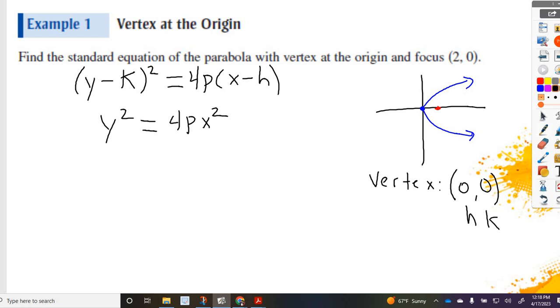No, it shouldn't be square. Sorry. It should be x. Thank you. So what does that mean that our p value is? 2, right? Because to go from 0, 0 to 2, 0, it's 2 units away. So we end up with y squared equals 8x, because 4 times 2 gives us 8. And that would be our final answer.